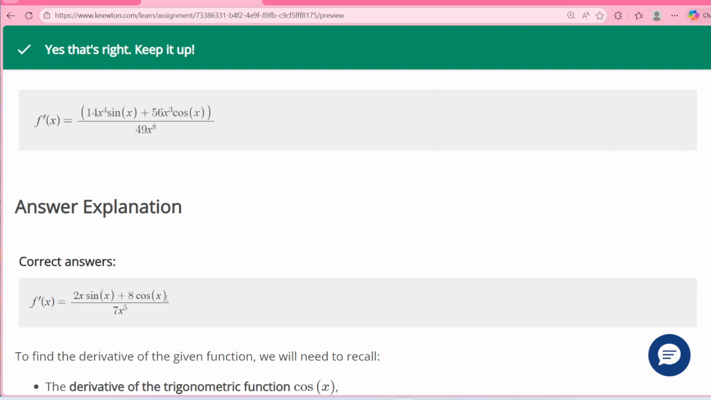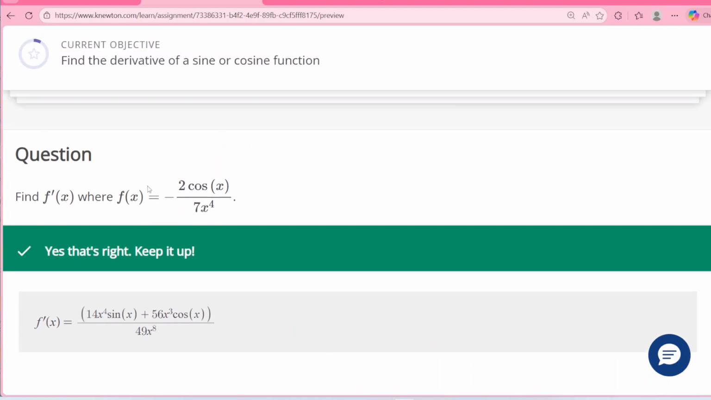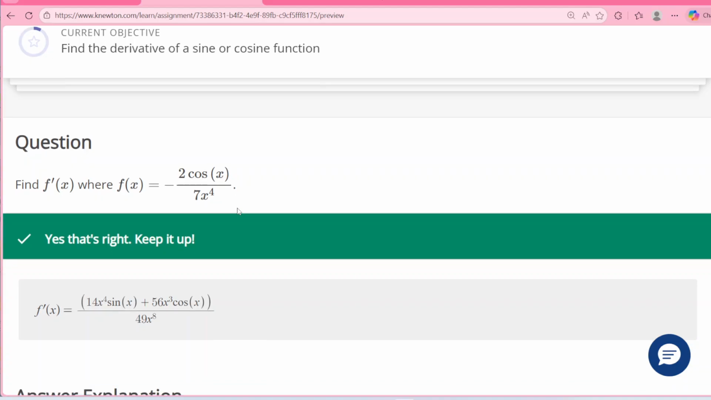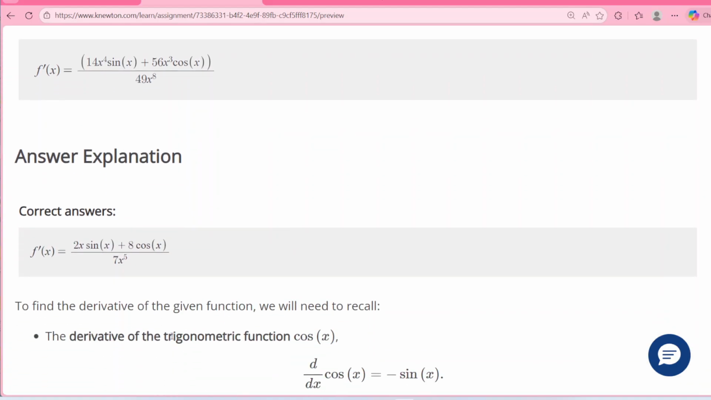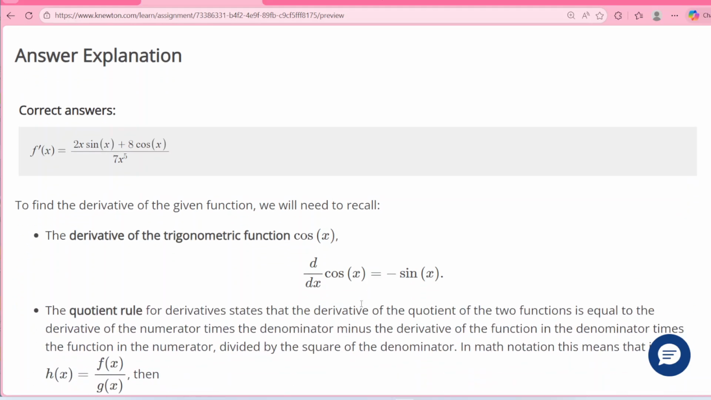2x sine x plus 8 cosine x all over 7x to the 5th. That's if they factored out the 7x cubed from the terms in the numerator and canceled some common factors with the denominator. But as long as what you type is equivalent, they don't say simplify at all. As long as they're not saying simplify, whatever you type, as long as it's equivalent to the right answer, you should be given the points. It should give it to you.